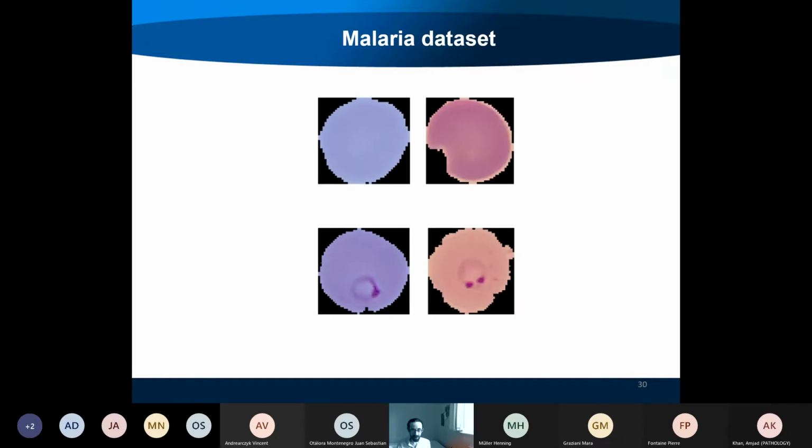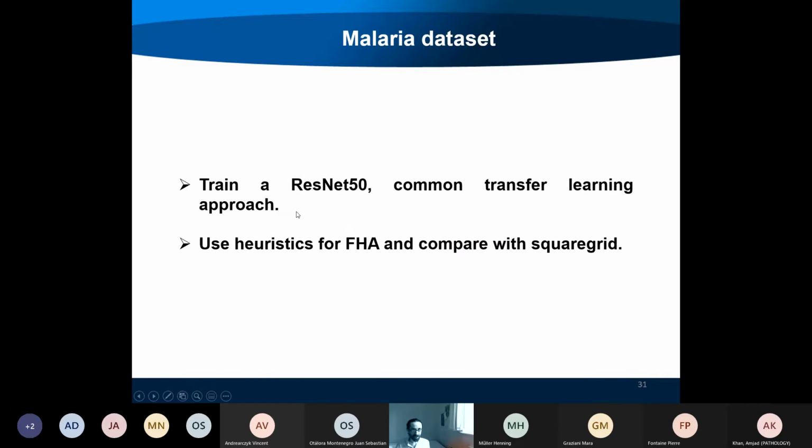I just put a quick example here also of a malaria data set. So for malaria, we have these two images from the data set, the common blood cells and the infected blood cells that show these purple blobs, right? We trained the ResNet 50, using common transfer learning from ImageNet, like the typical approach. And we used some heuristics. We wanted to test if we could use some heuristics for FHA and then compare that to Squaregrid.